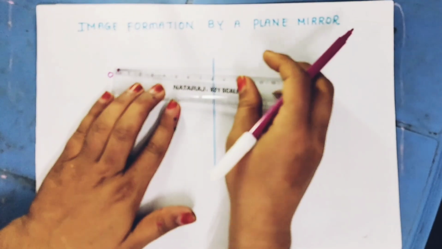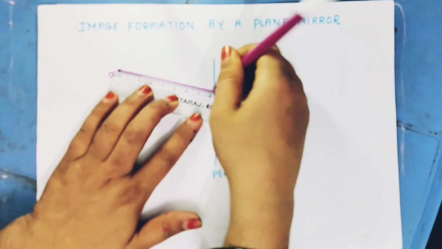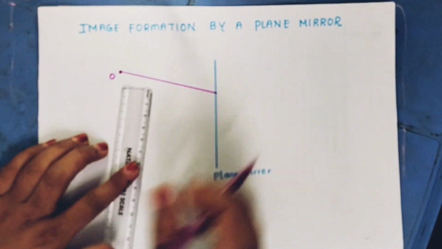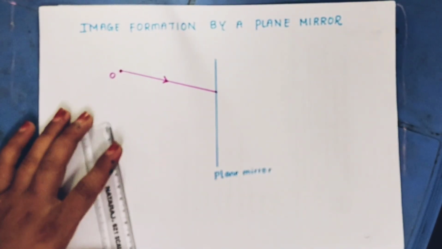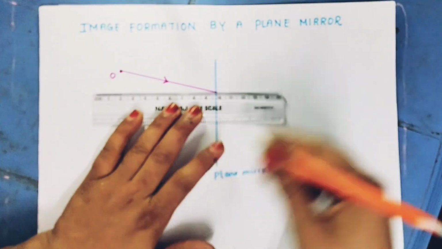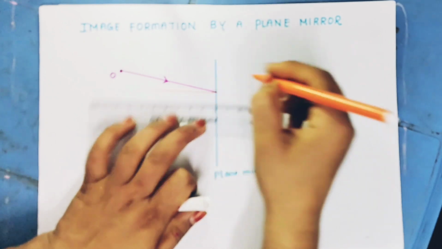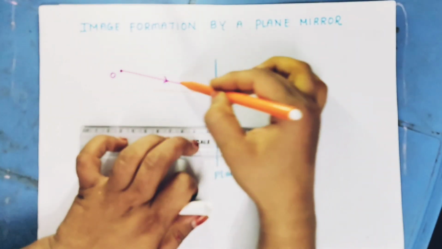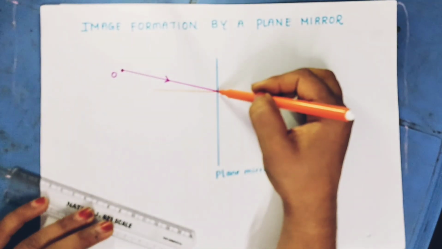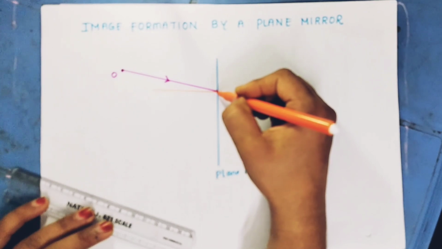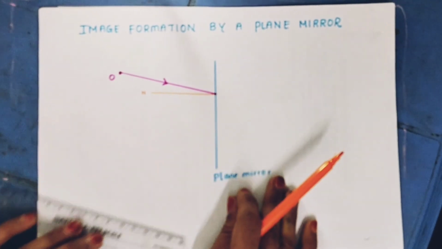Whenever an object is there, some light rays should appear to fall on the mirror. I am indicating the incident light rays with pink color. Then what should you draw? I already told you in the previous videos, you have to draw a normal to this surface at the point of intersection of the incident ray and the plane mirror, right? The incident ray is meeting the plane mirror at this point. From that point you have to draw a normal. I am indicating the normals with orange color.